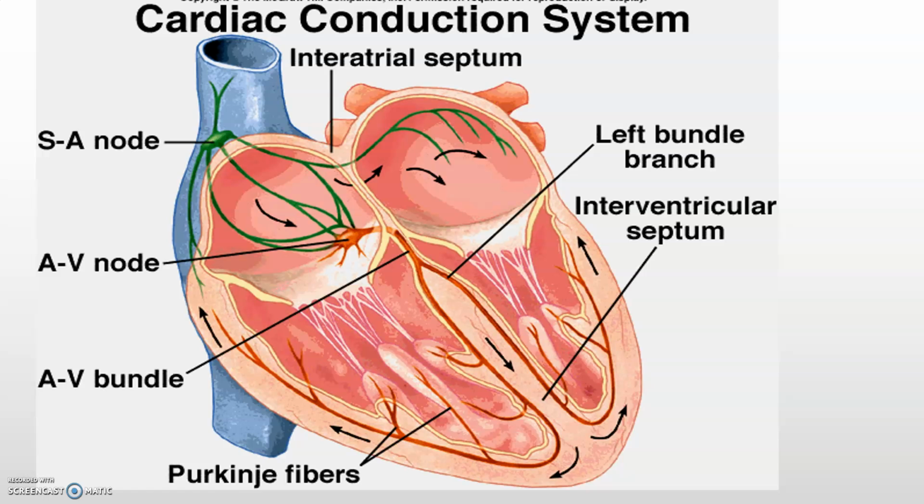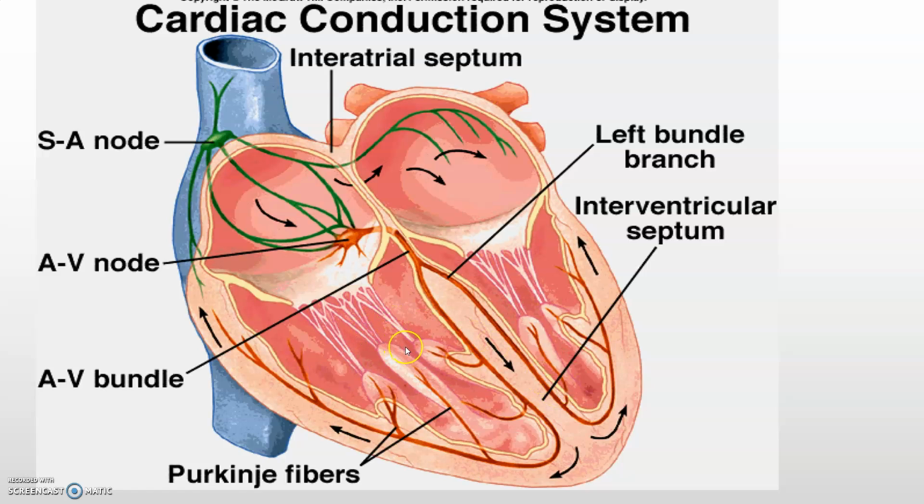Now, the speed of action potential is highest in the Purkinje fibers. Now here you can see the Purkinje fibers which are present in the heart. You can also find the interatrial septum and the interventricular septum. The interatrial septum is between the right and the left atria. So these are separated with the help of this interatrial septum. Similarly, the two ventricles, the right and the left ventricle, are separated with the help of the interventricular septum.